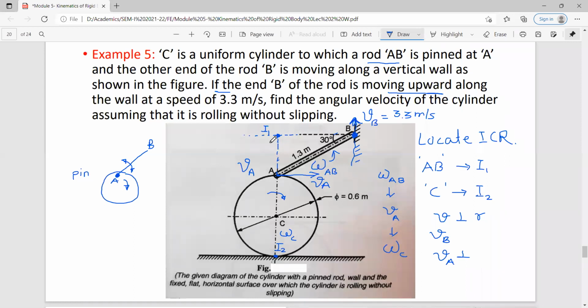So you remember that I1 is the ICR of rod AB, and I2, which is shown here as the point of contact, is the ICR of the cylinder. So I2 is applicable for any point on the cylinder, and with the help of I1, you can find the velocity of any point on the rod. Got it?